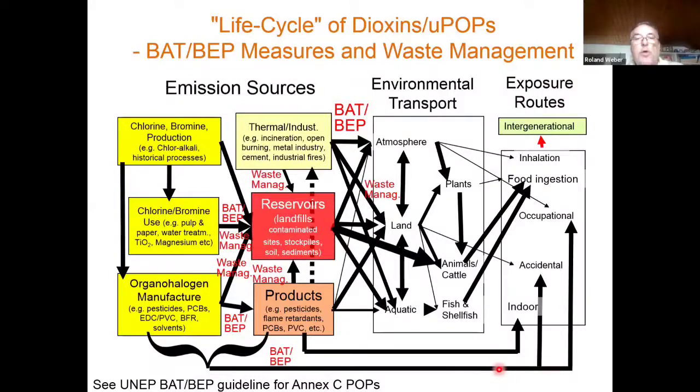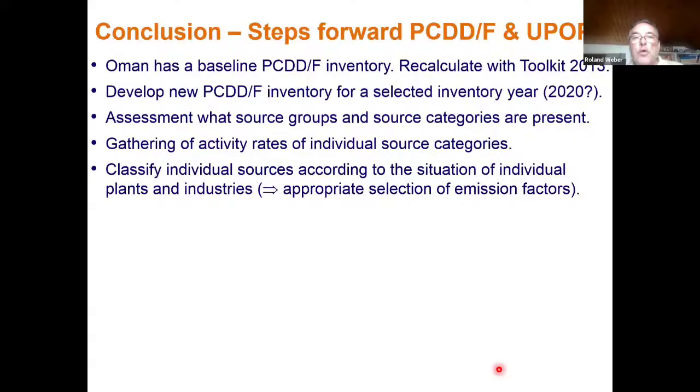So when you look at all the sources and the life cycle, you will find that best available technology, best environmental practice, and waste management are the key to reduce and minimize. And here we have the UNEP BAT-BEP guidance for Annex C chemicals, which can help you to solve the releases and these problems. Conclusions and step forward.